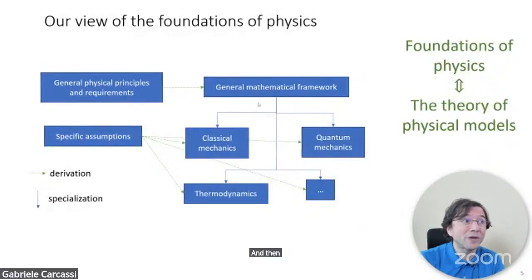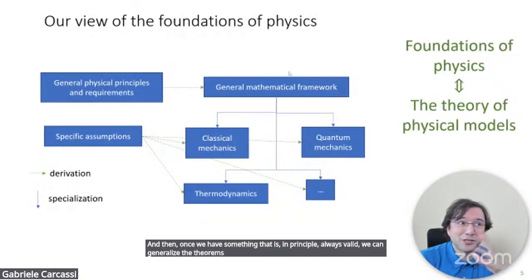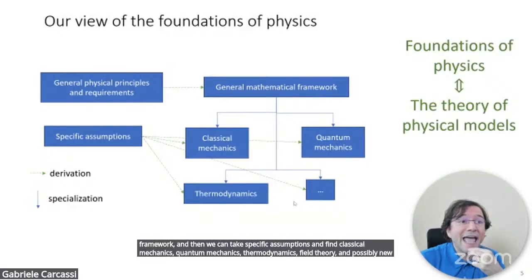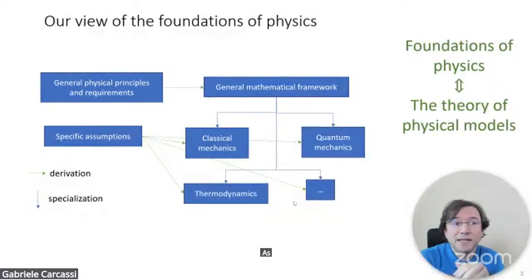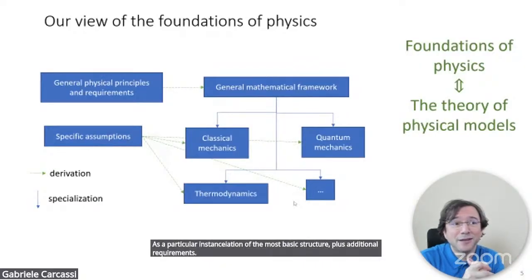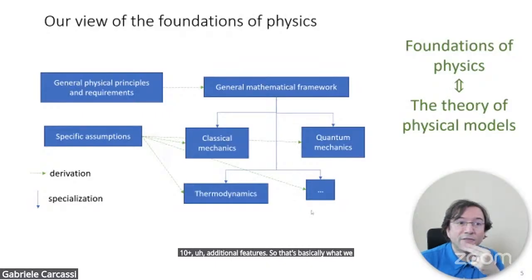And then once we have something that is in principle always valid, we can generalize the theorems as much as we can in this general mathematical framework. And then we can take specific assumptions and find classical mechanics, quantum mechanics, thermodynamics, field theory, and possibly new theories as a particular instantiation of the most basic structure, plus additional requirements and plus additional features. So that's basically what we want to have at a high level.